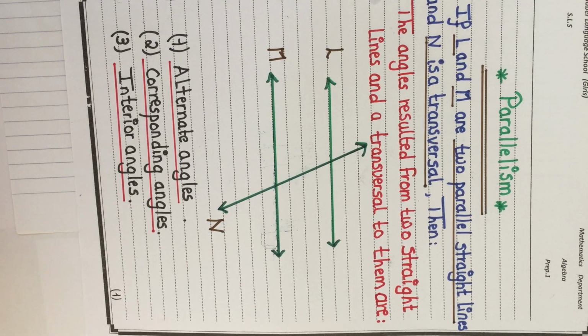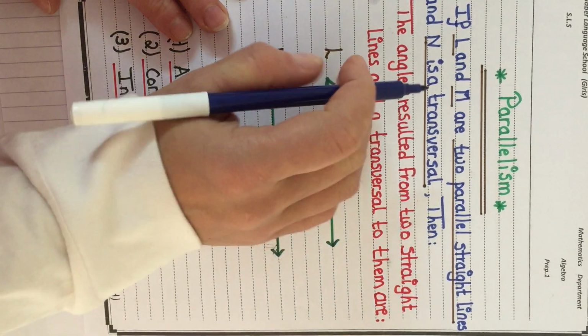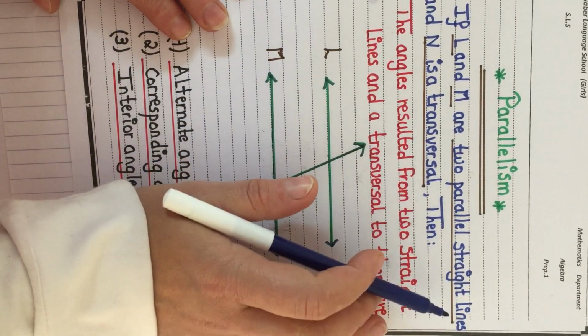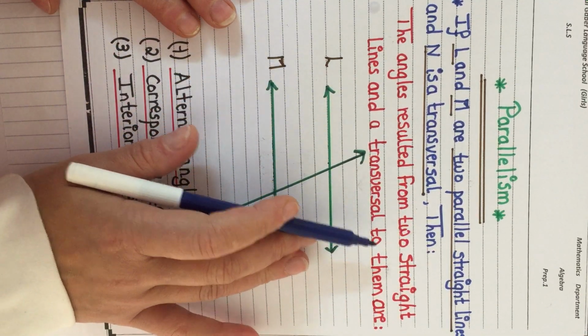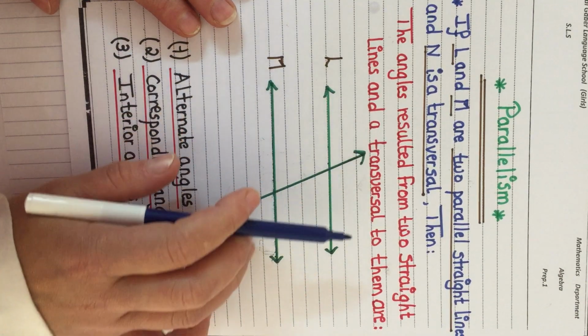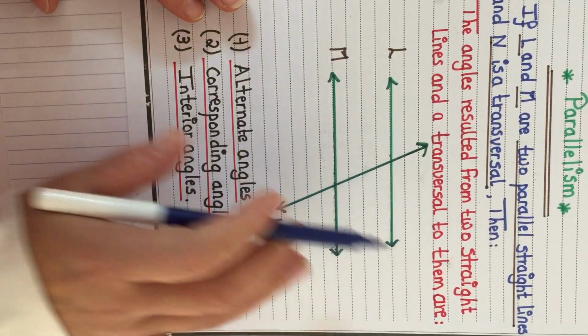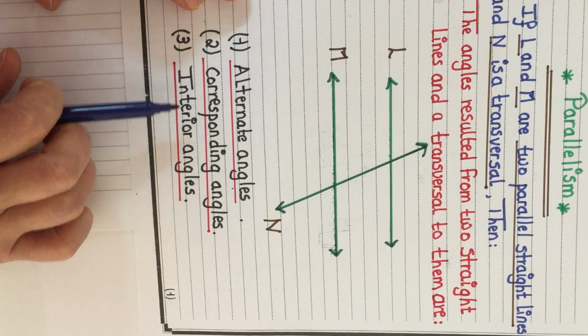We are going to start a new lesson in geometry which is called parallelism. What is the meaning of parallelism? It's coming from the word parallel. If L and M are two parallel straight lines and N is a transversal, then the angles resulted from two straight lines and a transversal to them are called alternate angles, corresponding angles, interior angles.